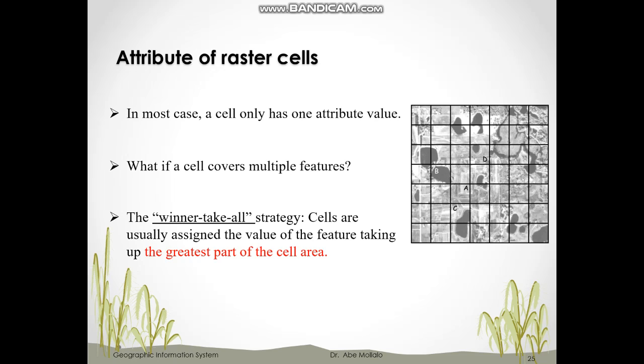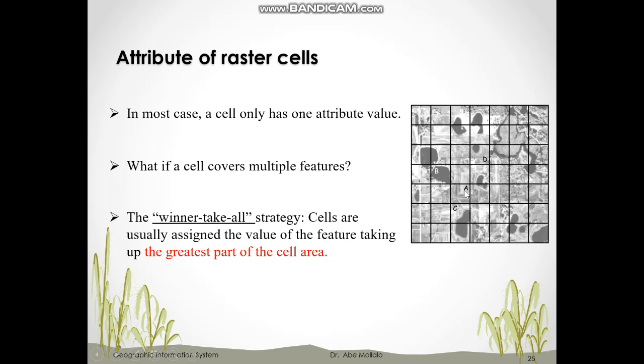In this case, we should apply a strategy we call the winner take all strategy, which means that cells are usually assigned the value of the feature taking up the greatest part of the cell area, or simply which one has the largest share. So which one has the largest share? Is it farmland or water bodies? Obviously the water body has the largest share, which means that we should assign cell B as water. And that's the winner take all strategy.